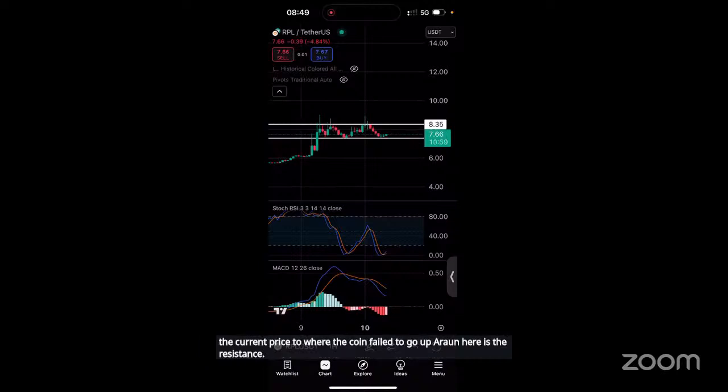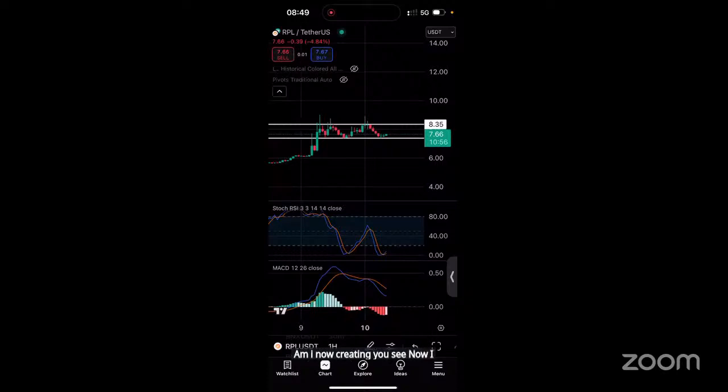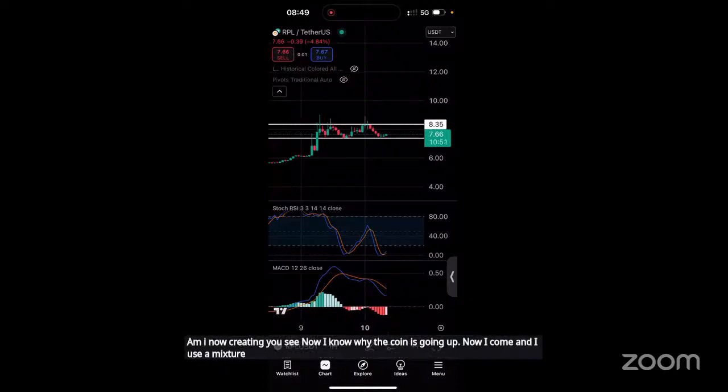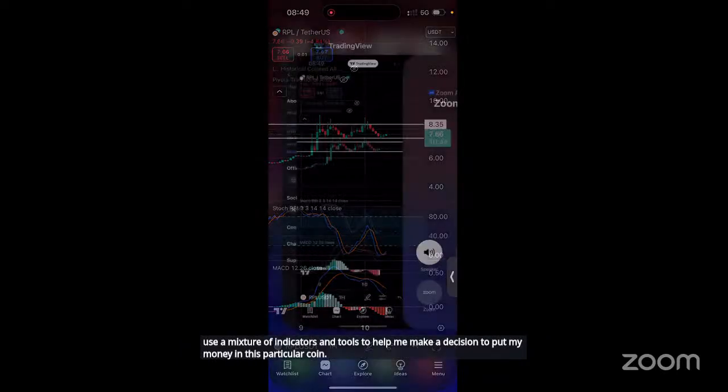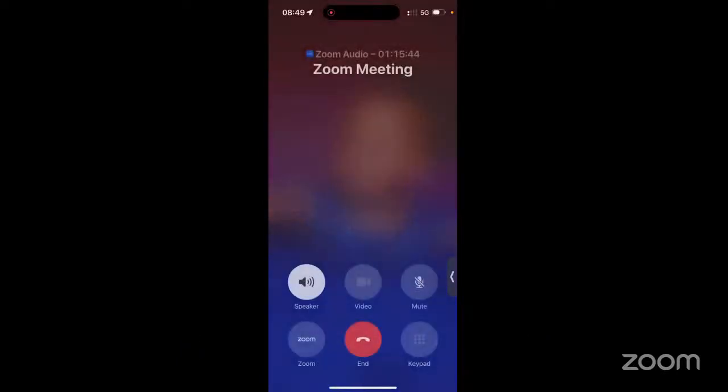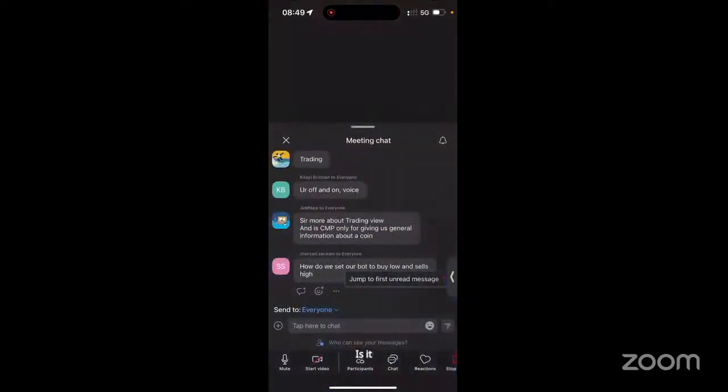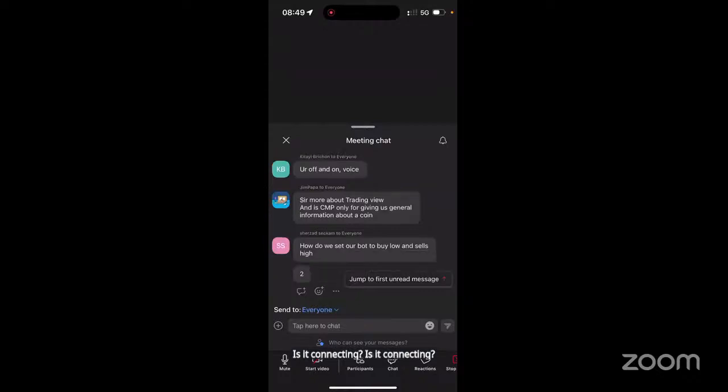Am I now creating? You see, now I know why the coin is going up. Now I use a mixture of indicators and tools to help me make a decision to put my money in this particular coin. Is it connecting? Is it connecting?